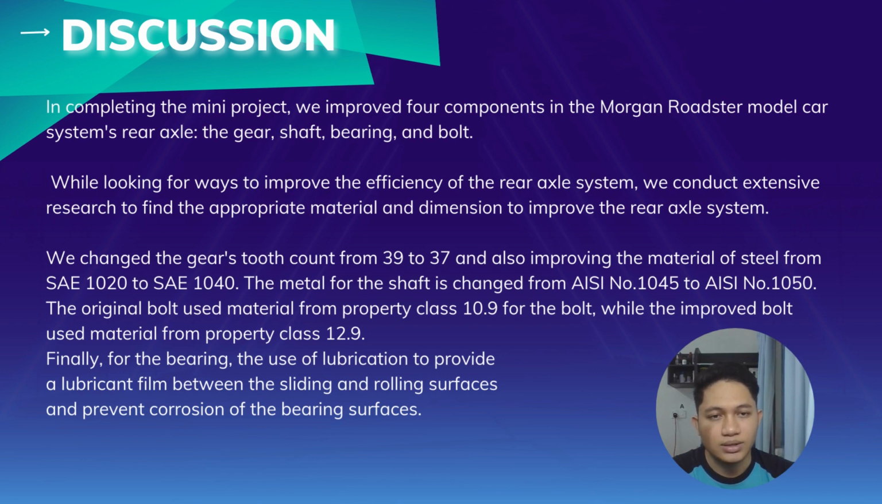1045 to AISI 1050. The original bolt used material from property class 10.9, while the improved bolt uses material from property class 12.9. Finally, for the bearing, we use lubrication to provide a lubricant film between the sliding and rolling surfaces and prevent corrosion of the bearing surfaces.